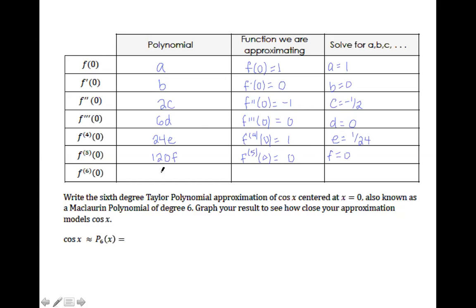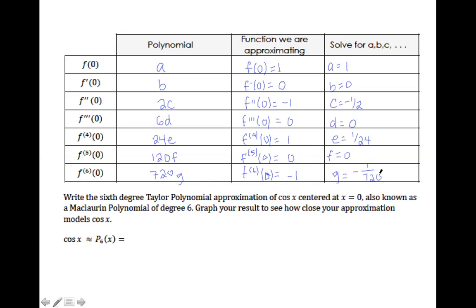And lastly, we have our 720g was our last step in our original polynomial. Our sixth derivative of 0, that's a 0, would be negative cosine x, which is negative 1. If we solve that, our g is equal to negative 1 over 720.